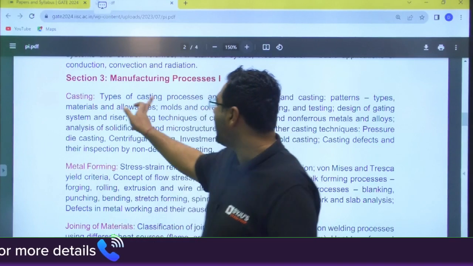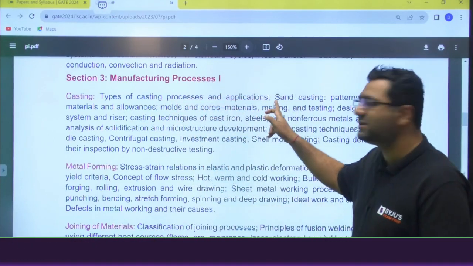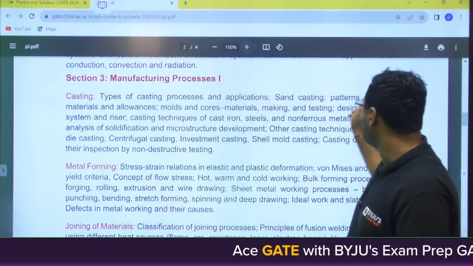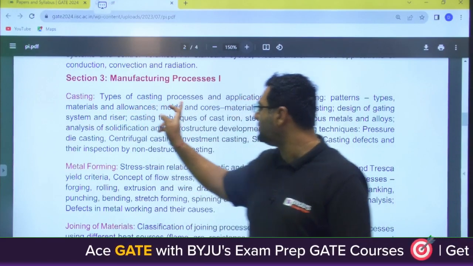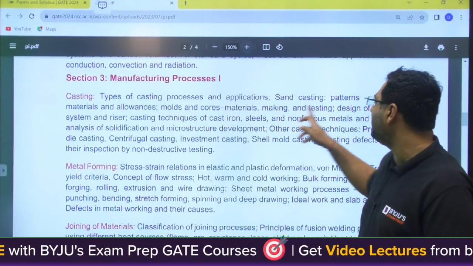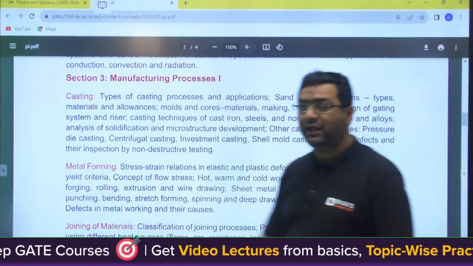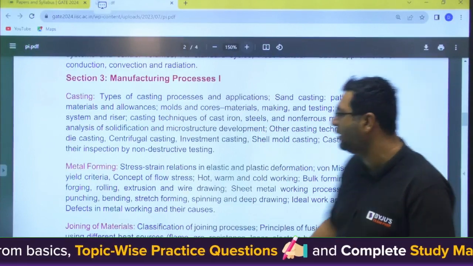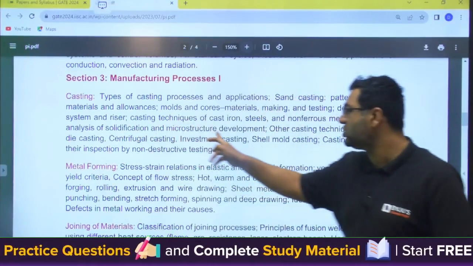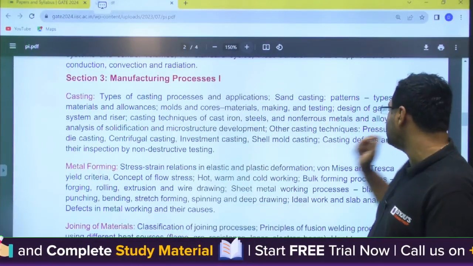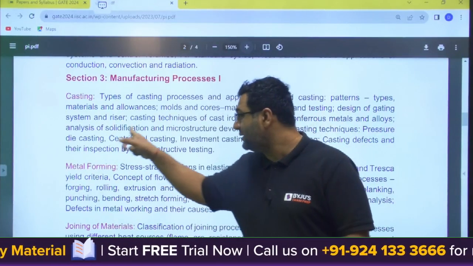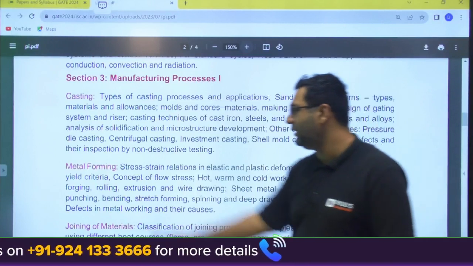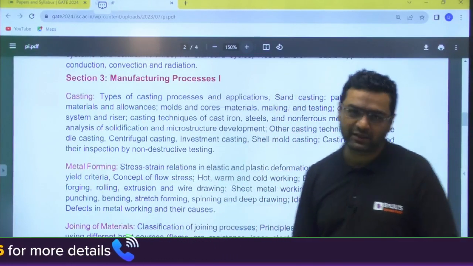So casting: types of casting processes and applications, that is, non-conventional casting you study. Sand casting, pattern types, material and allowances, molds and core material, making and testing, design of gating system, riser, casting techniques of cast iron, steel and non-ferrous metals and alloys, analysis of solidification and microstructure development, other casting techniques, pressure die casting, centrifugal casting, investment casting, shell molding, casting defects and their inspection by non-destructive testing.